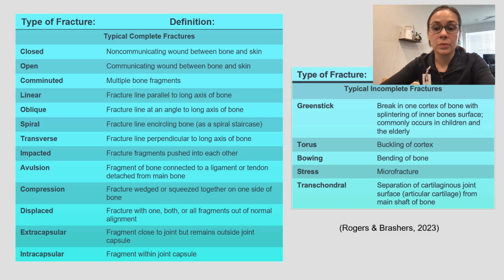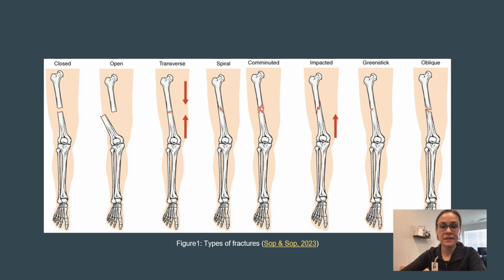There is torus, which is buckling of the cortex, bowing, which is bending of the bone, stress, which is microfracture, and then you have transchondral, which is a separation of the cartilaginous joint surfaces or articular cartilage from the main shaft of the bone. Here you can see illustrations of the different types of fractures, such as closed, open, transverse, spiral, comminuted, impacted, greenstick, and oblique.